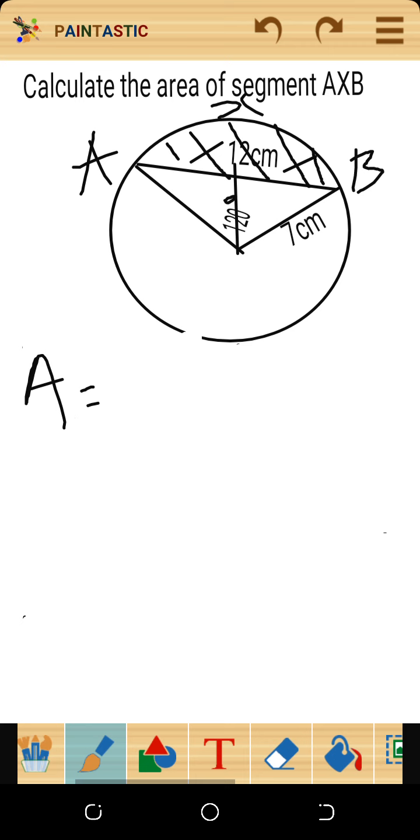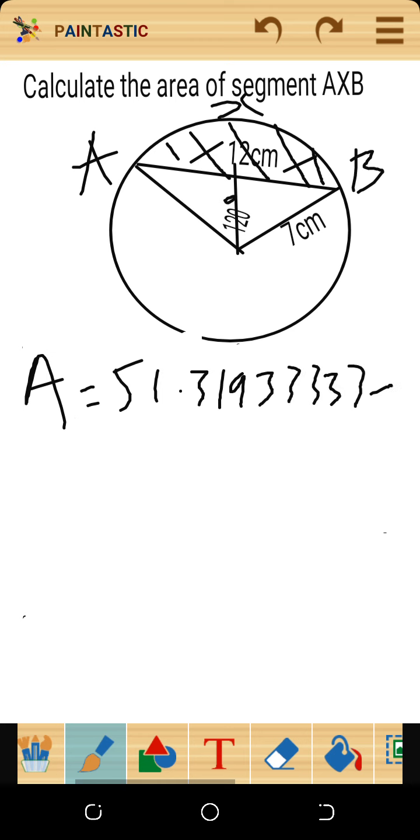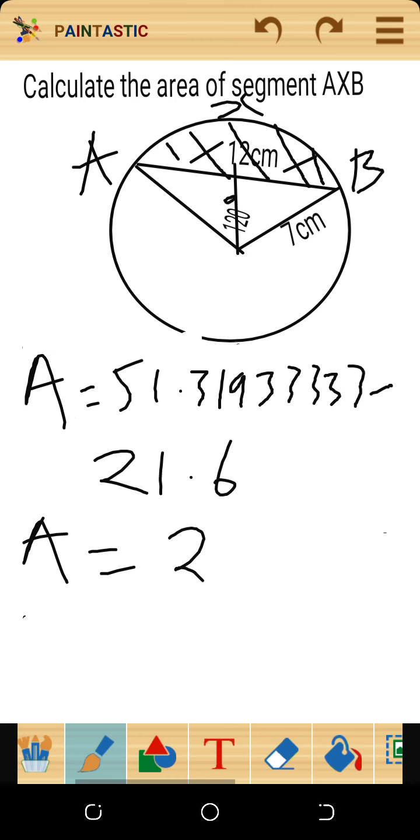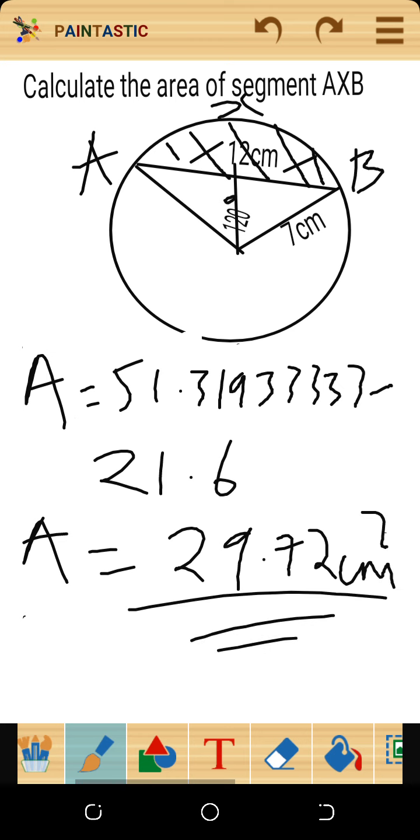So the area of the sector that I had to find at first was 51.3193333. So minus the area of the triangle that I had to find was 21.6. So the area of segment AXB will be 29.72 square centimeters. This will be the answer if you round off to 2 decimal places.